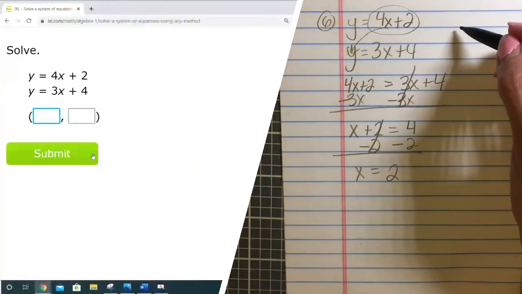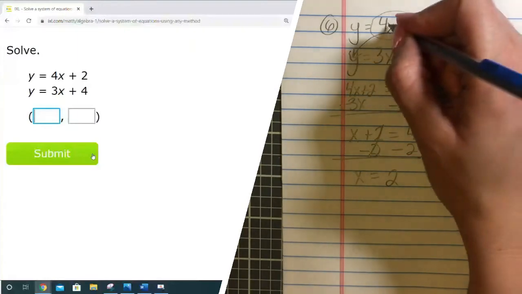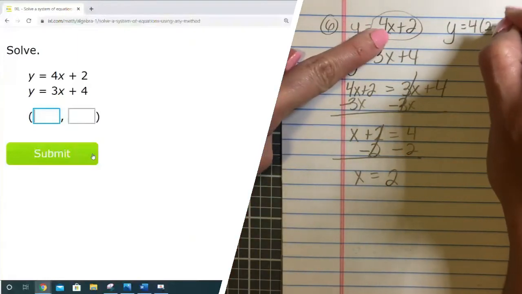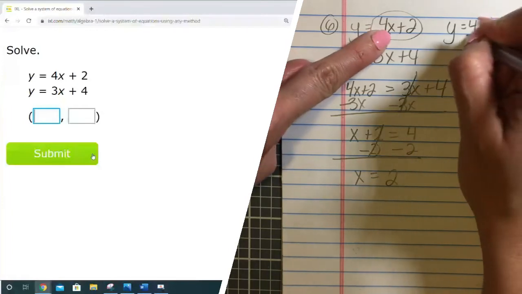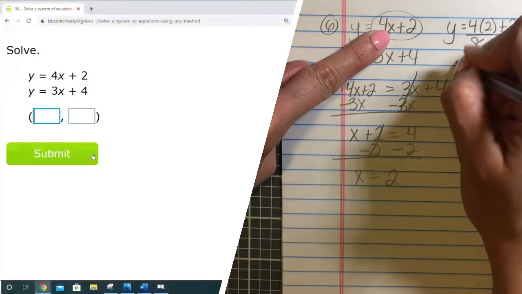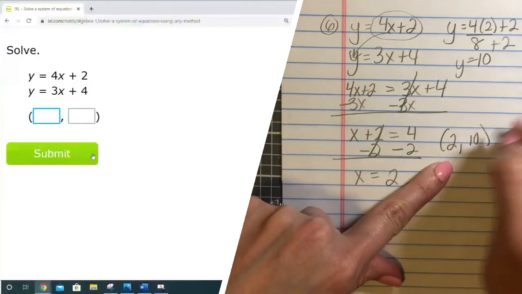I'm going to go back up to go ahead and plug the 2 in place of the x there. So y is equal to 4 times 2 plus 2. That's going to be 8 plus 2. So that's going to be 10. So we're thinking the answer is 2, 10.